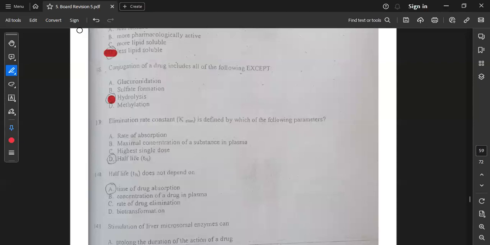Next question. Half-life does not depend on time of drug absorption, concentration of the drug in plasma, rate of drug elimination, or biotransformation. Did we discuss this earlier during the day?